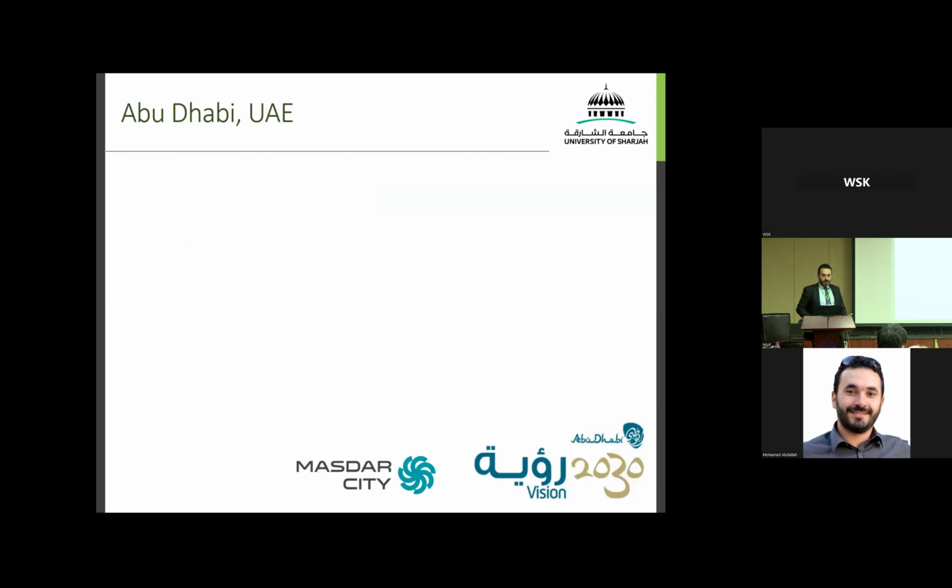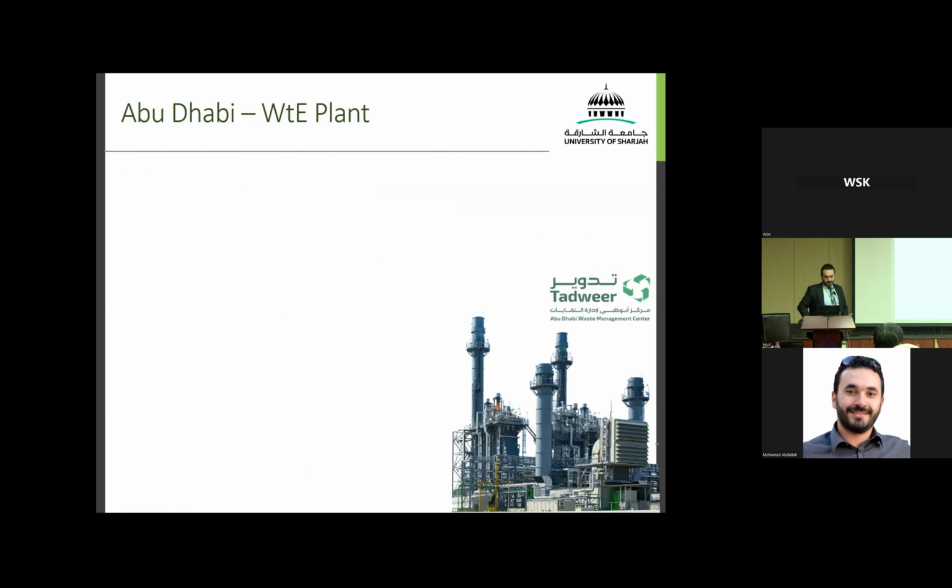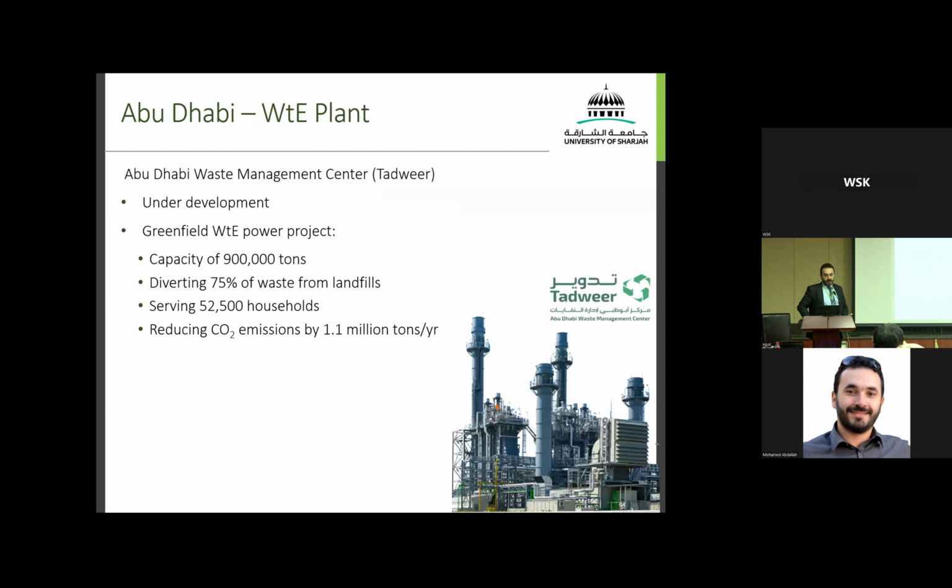process. Last but not least, Abu Dhabi. It's the capital of the UAE. And Abu Dhabi plans to expand the renewable energy portfolio by 400% in the last decade, or this is what they did in the last decade. And they aim to increase the renewable energy supply by 25% by 2030. The plant that they are going to build, it's under development now, is the largest of the three of them. It has a capacity of 900,000 tons, diverting 75% of the waste from landfills.